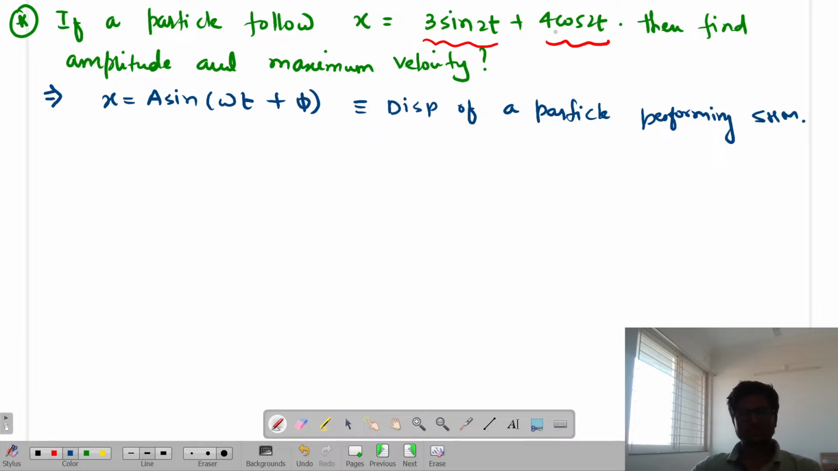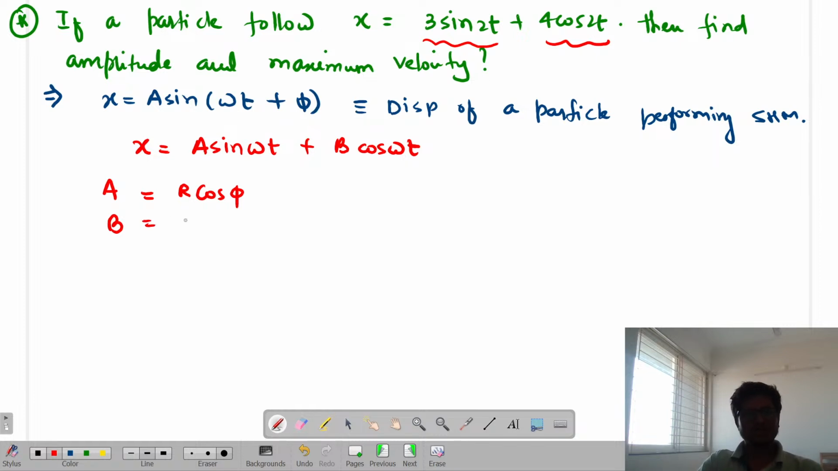अब ध्यान से देखा जाए तो this is not in this form. So how to make it appear in this form? There are two ways. Listen, there are two ways. If x is in the form of a sine omega t plus b cos omega t, if this form is given to you, then write a as r cos phi and b as r sin phi. एक हम terminology, we are considering this, just we are considering this. Is that clear or not?